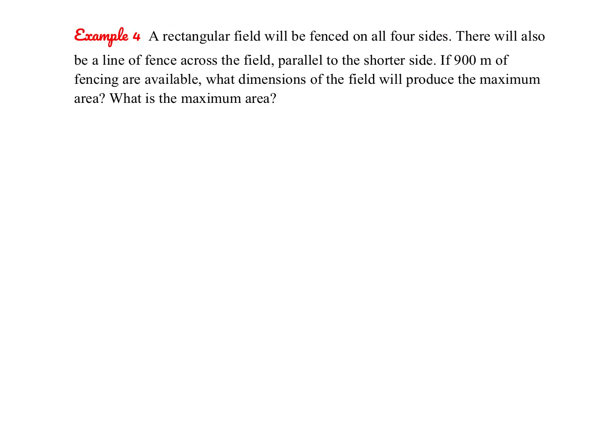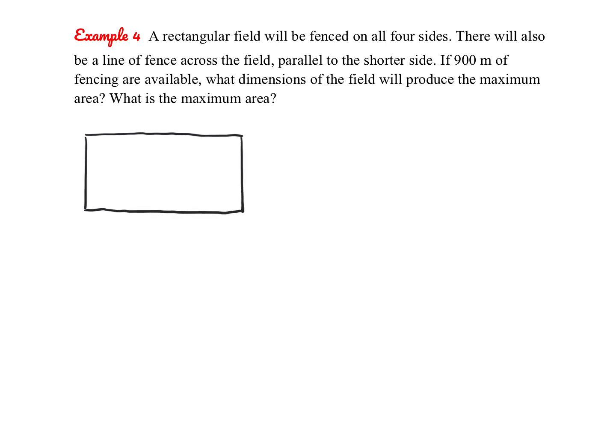All right, so now we're going to look at a problem where we're actually going to have to create our own quadratic function to model this scenario. So this is a rectangular field, will be fenced on all 4 sides. There will also be a line of fence across the field parallel to the shorter side. So let's draw a picture of what this would look like. So just give yourself a rectangular field.